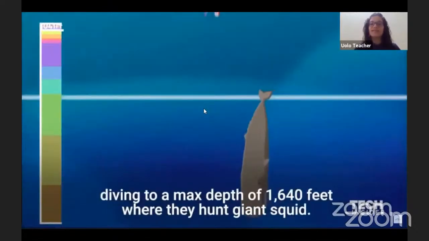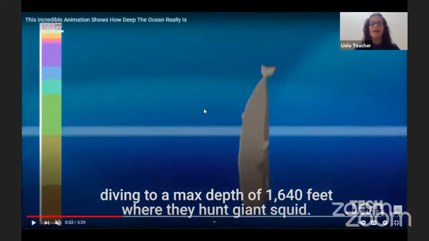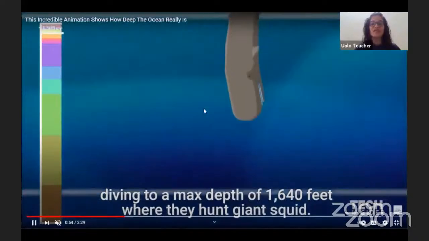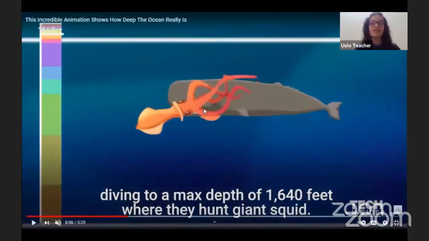But the whales can manage to bear the pressure to a maximum depth of 1,640 feet, where they hunt for their prey, the giant squid. Now, doesn't the squid look very much like an octopus? Yes, but it is not an octopus. It is a squid. What's the difference between an octopus and a squid? An octopus has a round head, whereas a squid has an elongated head. They belong to the same family of tentacled animals, but they are different. Clear?